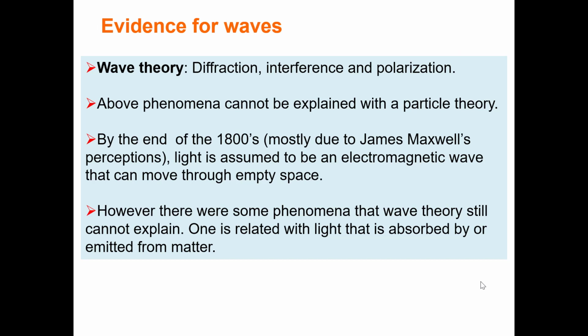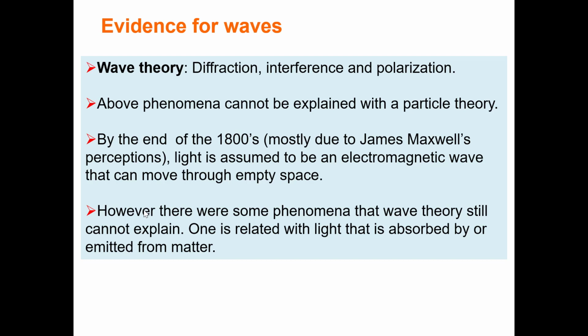And at this point, we can explain the diffraction, the interference, and the polarization phenomena if we consider the light as a wave. However, we cannot explain these three phenomena if we consider the light as a particle. Then, by the end of the 1800s, most of the scientists assumed that the light was an electromagnetic wave, and that wave can travel in empty space.